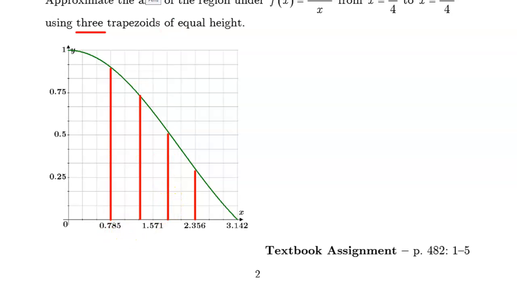Because remember, this is actually the height of the trapezoid. And again, remember that the area of a trapezoid is equal to half times the height times the sum of the two bases.